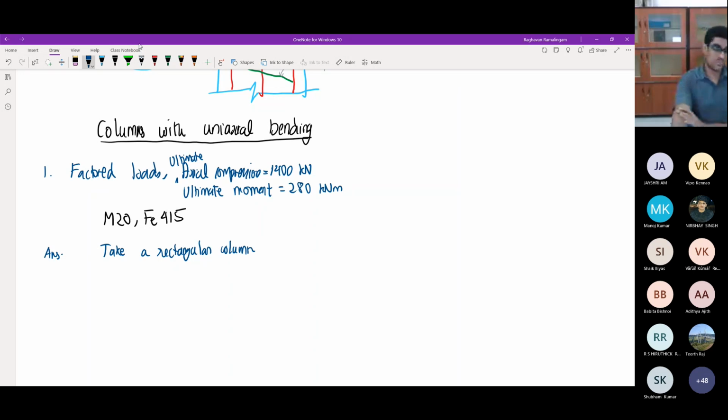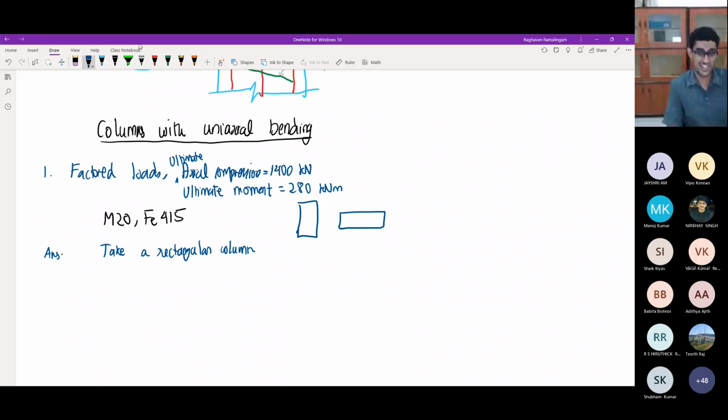Now the first question that I would ask is, I have compression and a certain bending moment along a certain direction. So when I draw this rectangle, which side should the length of that rectangle be more? How do you decide which way to place the rectangle, whether like this or like this?